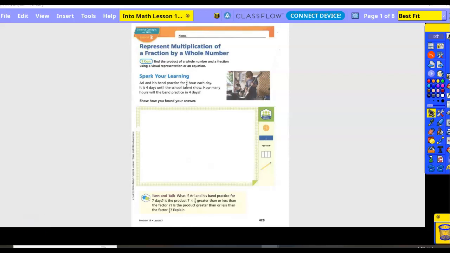Fourth grade math lesson 16.3. Represent multiplication of a fraction by a whole number. I can find the product of a whole number and a fraction using a visual representation or an equation.